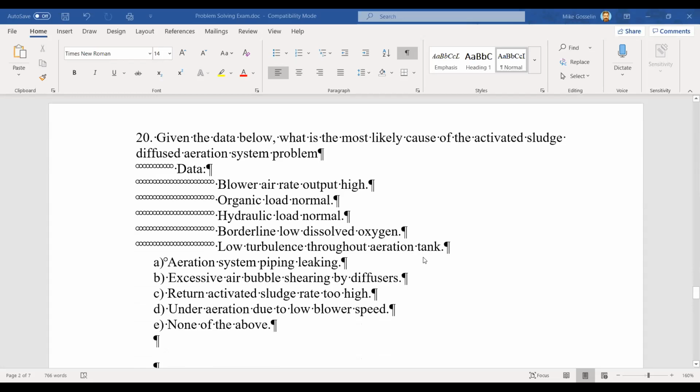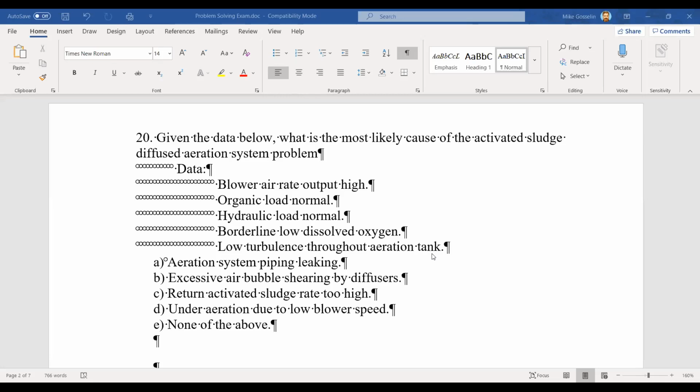This next question, you're bound to see similar questions like this on your exam for sure. So we're going to go through it, but long questions, a lot of information. Just really take time to read the question, understand what they're asking, look at the data that's provided, and use the information that you need from the data to answer that question. So given the data below, what is most likely the cause of an activated sludge diffusion aeration problem?